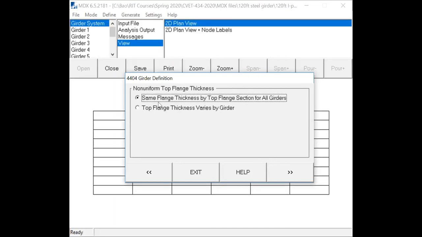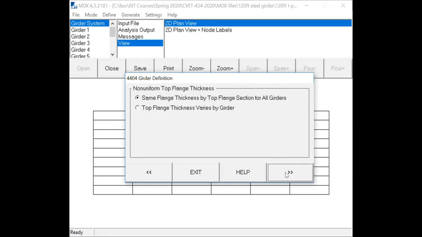Next. For non-uniform top flange thickness, we will choose the same flange thickness by top flange sections for all girders. Usually for design, we have 10 girder lines, and each girder line has exactly the same design. That actually facilitates the construction in the field, and we don't mix up the interior and exterior girders, since they all have exactly the same design.